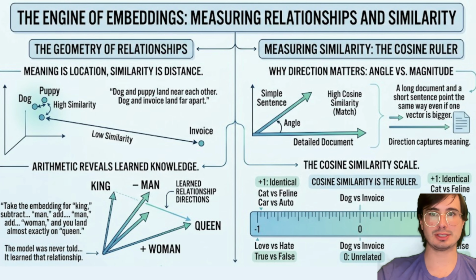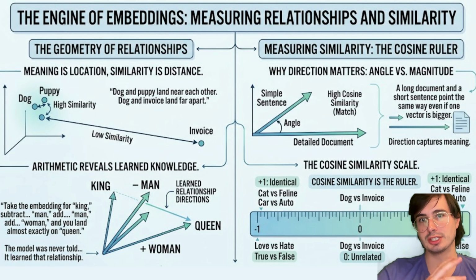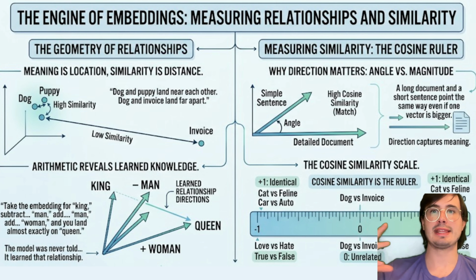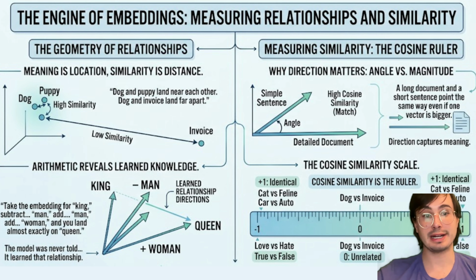Cosine similarity is the ruler. You point it at 2 embeddings, you get a score, you just plug in those 2 numbers, and then higher means they're more related, lower means less related, and that single operation is the single engine under everything else around embeddings.